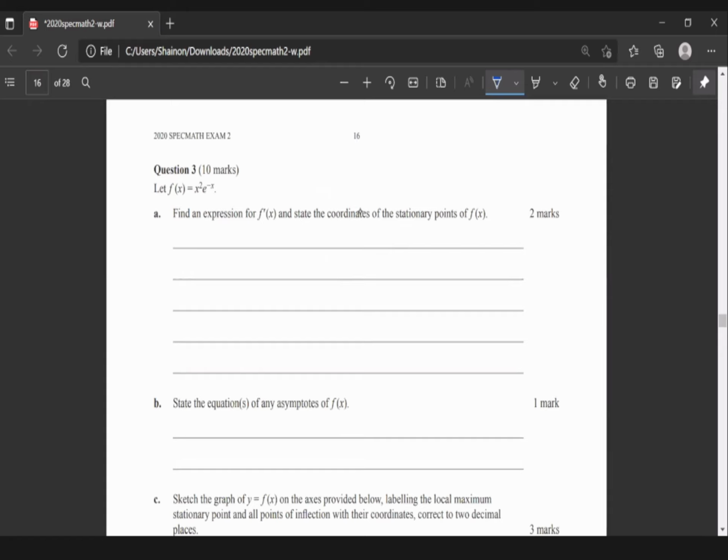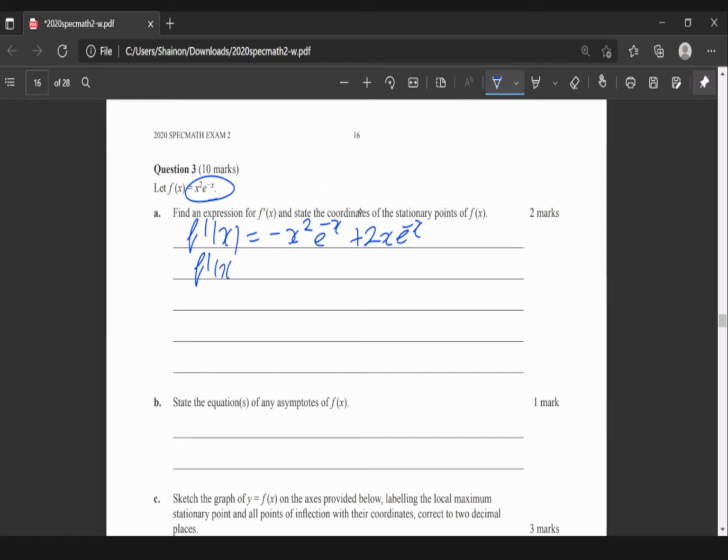Question 3a. Find an expression for f dash x. State the coordinates of the stationary points. So you can just use CAS, put this in and then find the derivative. Or you can just do product rule, but that's going to take a long time, and you have your CAS. Solve for f dash x equal to 0 to find the stationary points.